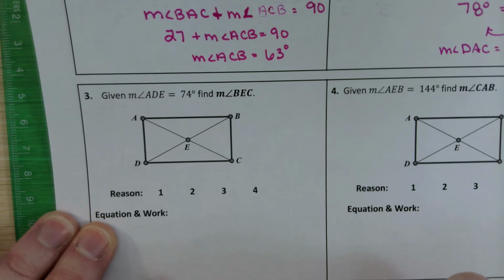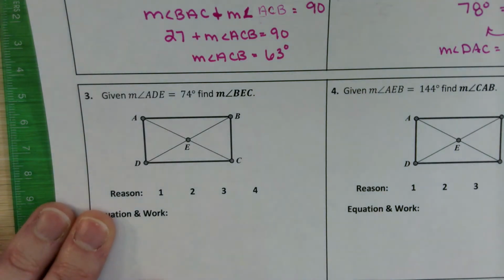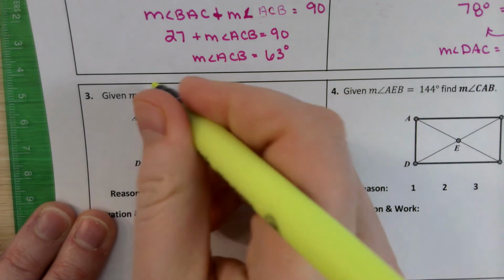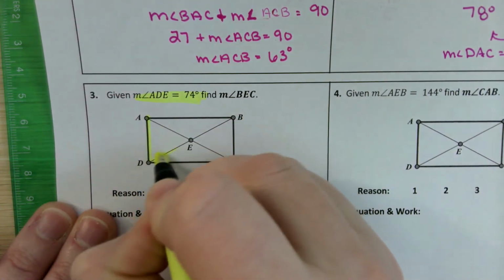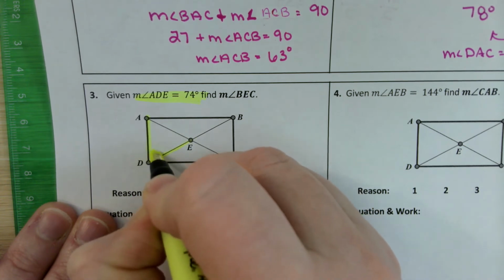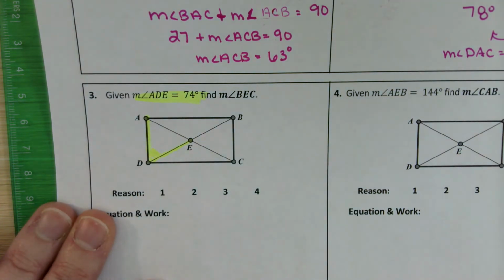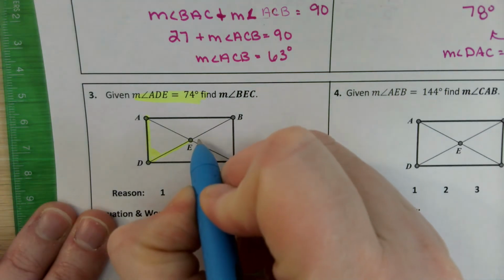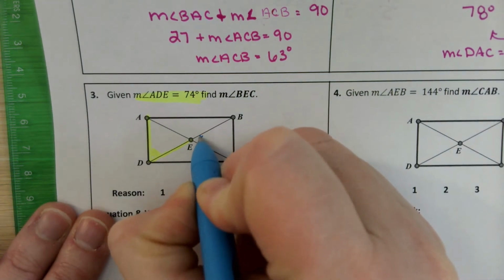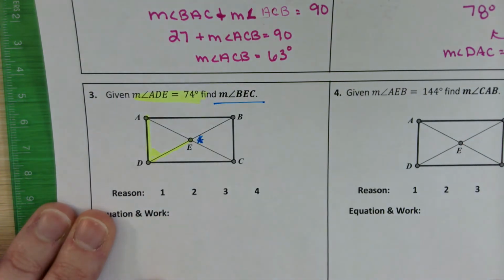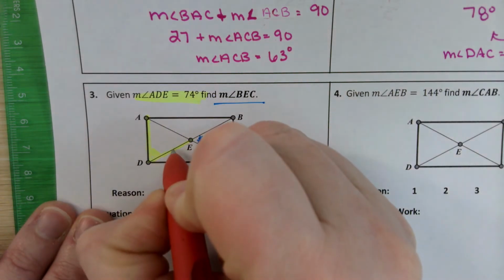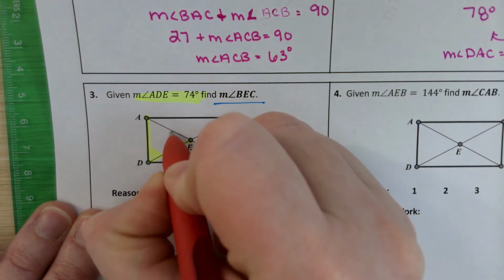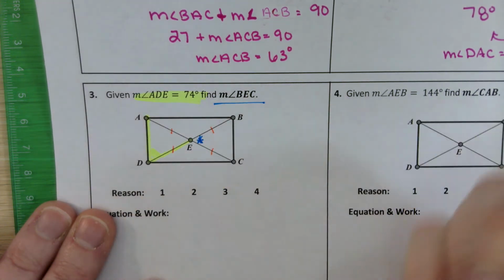Given that the measure of angle ADE is 74 degrees. So the measure of angle ADE, okay, ADE is this angle right here, okay? And they want us to find the measure of angle BEC, meaning they want us to find this angle right there. So what we do know is that the diagonals bisect each other, forming congruent lengths. So we have this isosceles triangle, which I'm going to redraw over here.